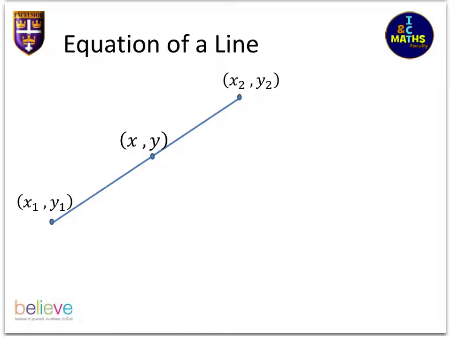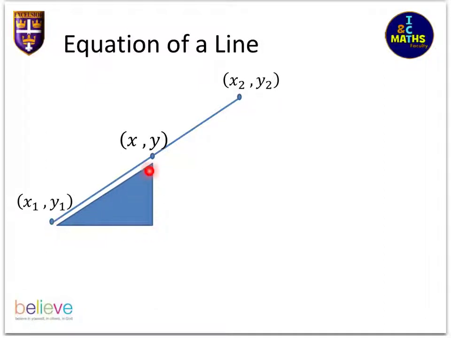I also said that as well as needing these 2 fixed points, we need to consider another point which is free to move up and down the line. And so this one, you'll notice, hasn't got numbers next to the values, and that's because that could vary. These are fixed. This is the first point and this is the second point.